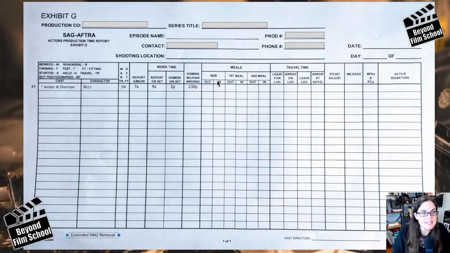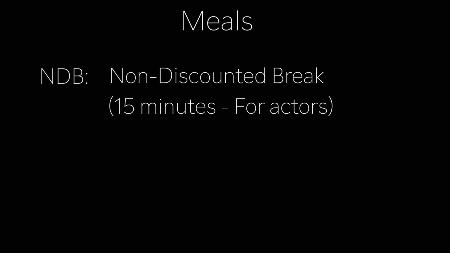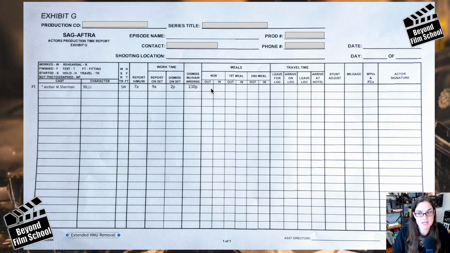So, okay, NDB. We're going to get into the meal portion of this. NDB, meals. NDB is non-discounted break. This is 15 minutes for them to eat breakfast undisturbed. You're not asking them to go to hair and makeup. You're not asking them to go to wardrobe. You are not asking them to do anything during this time besides you hand them breakfast and they eat it, and they just have a 15-minute break without anyone bothering them.